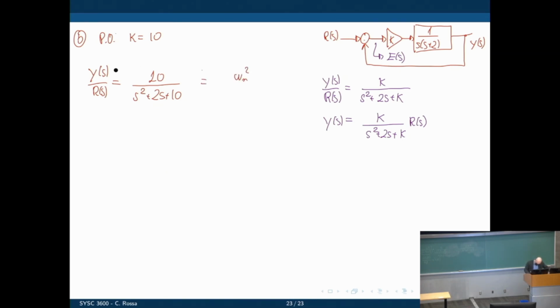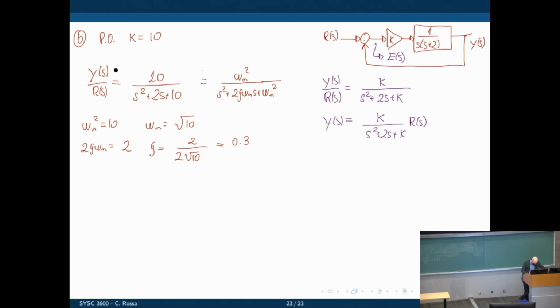So the first thing is to determine the damping ratio. We have s squared plus 2 zeta omega n s plus omega n squared. Here we have omega n squared equals 10, so omega n is the square root of 10. Then 2 zeta omega n equals 2, from which we can determine zeta as 2 divided by 2 times the square root of 10, which is 0.3162.